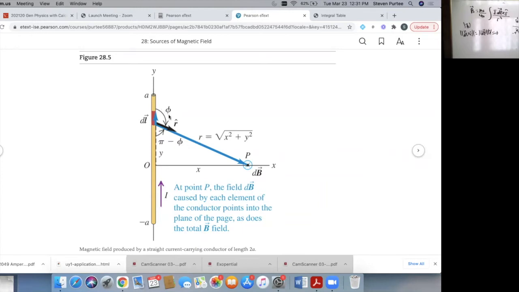Sine of any angle is the same thing as sine of 180 degrees minus that angle. Sine of 30 degrees and sine of 150 degrees are the same. So instead of using this angle, I can use this angle and say sine of pi minus phi. That's the same as sine of phi, but now I can use my triangle. Sine will be opposite over hypotenuse.